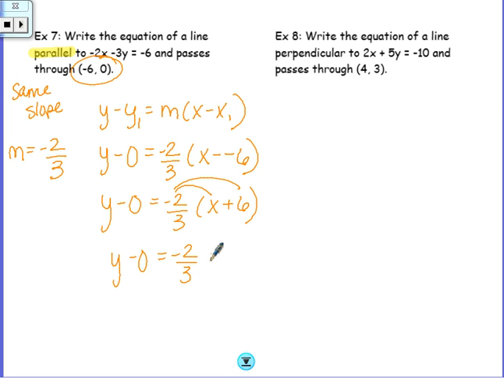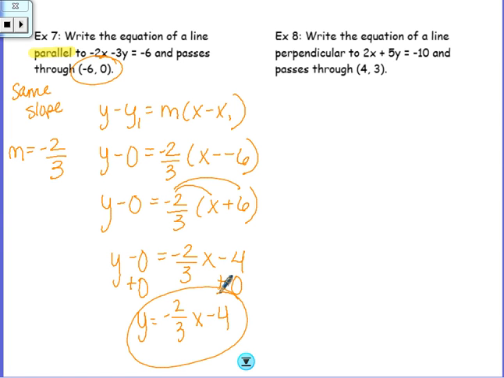Now I can go ahead and distribute. Negative 2/3 times x is negative 2/3 x. Negative 2 times 6 is negative 12. And then when I divide that by 3, I have negative 4. Well, if I add 0 to that, I still get y equals negative 2/3 x minus 4. So this is parallel to this equation. They have the same slope, negative 2/3, but they should have different y-intercepts.